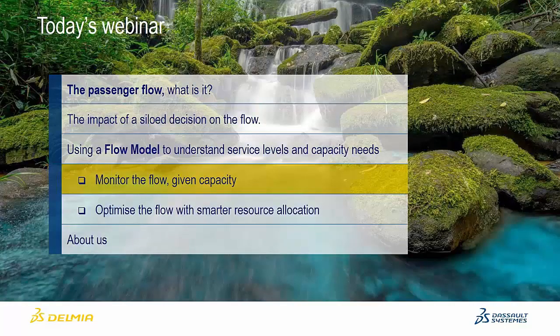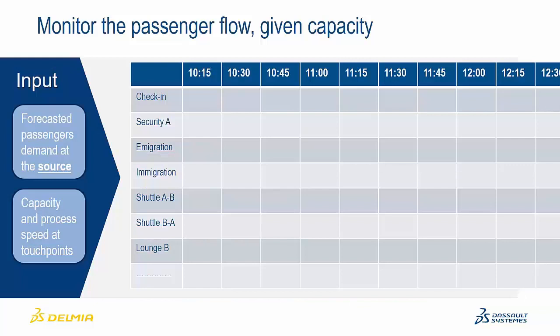And that I will show you, well, two ways how you can apply such a flow model. The first one is the monitoring of the flow, and the second one is optimizing the resource allocation. So let's first look into what we can do when we monitor the passenger flow, where the capacity is given.